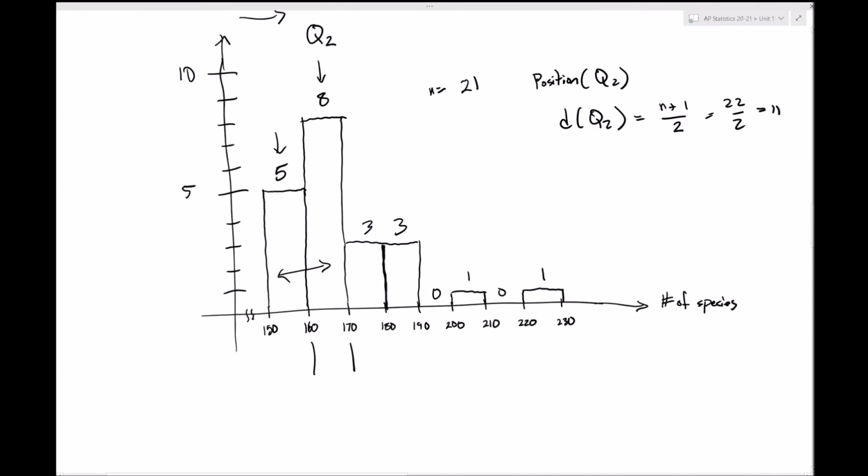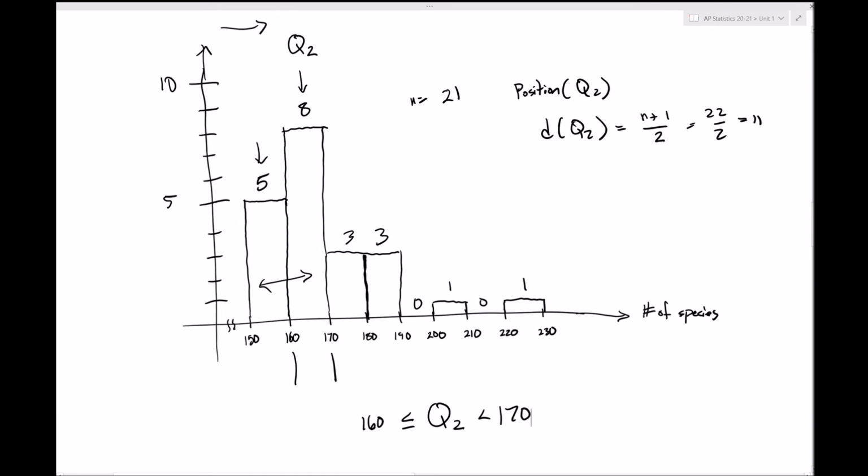So if I were just doing this based off of a histogram and I didn't have what the data was, Q2 is somewhere between 160 and 170. So notice how on 160 I'm including the boundary, 170 I'm not. Because it can't be 170, it's got to be a little bit above 170. So that's what I would reason the median is going to be for that particular data set.